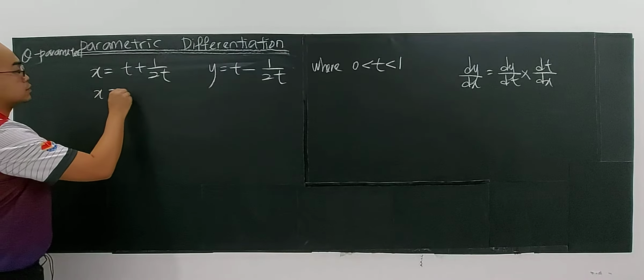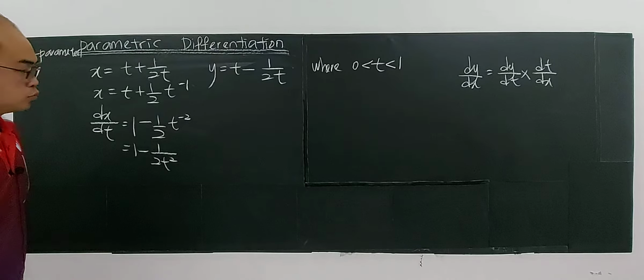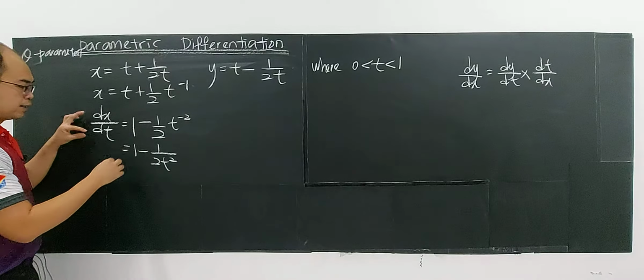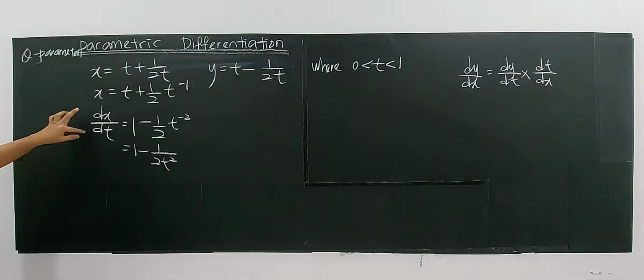dx/dt will be 1. Differentiate t is 1. Differentiate 1 over 2, t to the negative 1: negative 1 over 2, t to the power of negative 2, right? So you will have 1 minus 1 over 2t squared, right? I know later I need to reverse this, dt/dx.